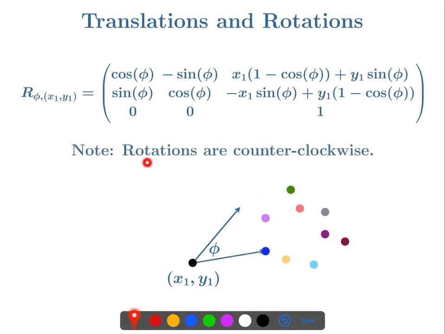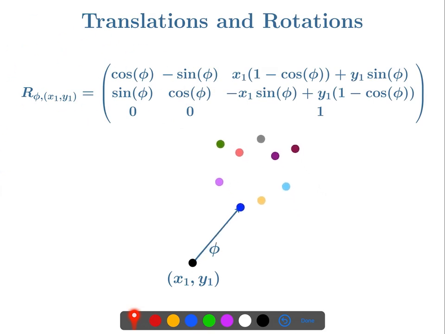To clarify, rotations for us will always be counterclockwise. So notice I turned this way with the points. I went by phi this way. So we're always going to go counterclockwise when we're talking about rotations. That'll be a rotation.